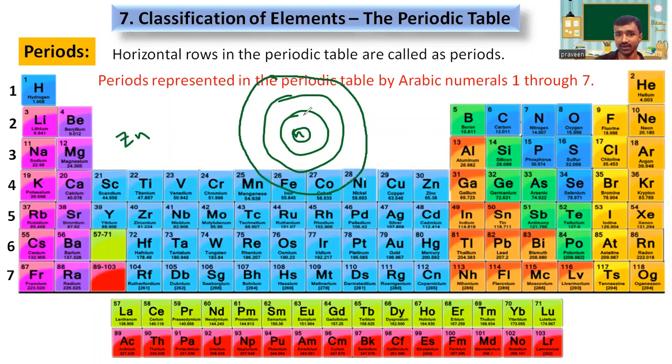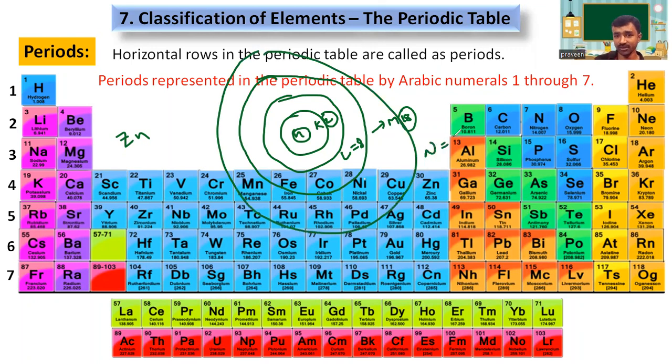Next, K shell, maximum it takes 2. L shell, maximum it takes 8. M shell, maximum capacity is 18. Then one more is required, N shell. Its capacity is 32, by the 2n square formula. 4 square is 16, 16 twice is 32.